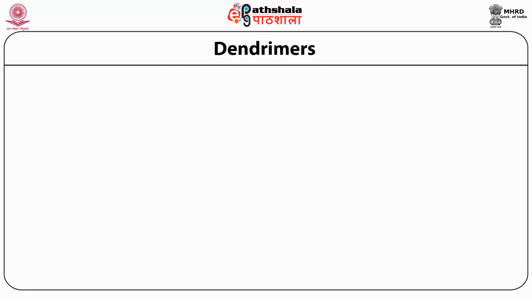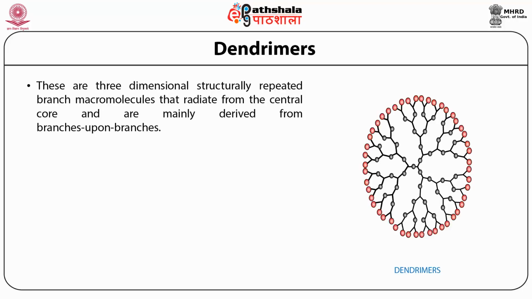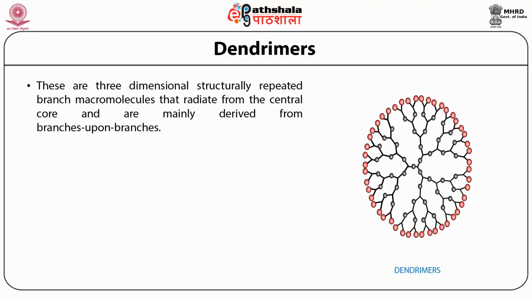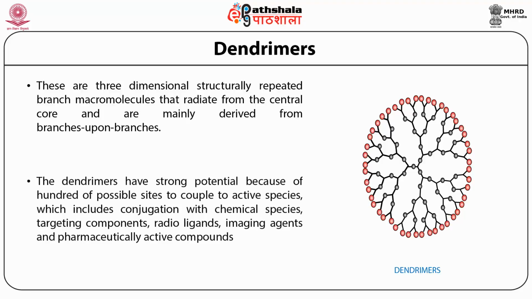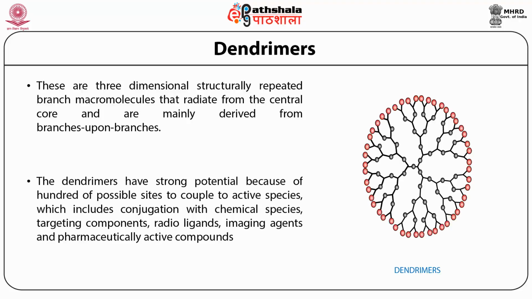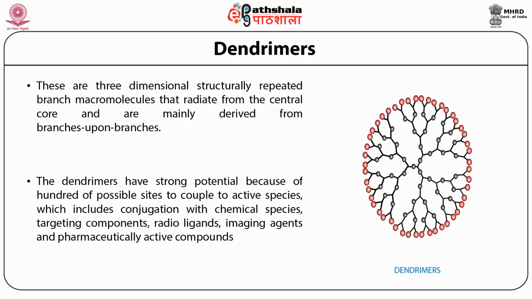Now let's talk about dendrimers. You can see the structure of a dendrimer. It looks like a very branched ball. These are three-dimensional, structurally repeated branched macromolecules that radiate from the central core and are mainly derived from branches upon branches. Dendrimers have strong potential because of hundreds of possible sites to couple to active species, which includes conjugation with chemical species, targeting components, radioligands, imaging agents, and pharmaceutically active compounds.